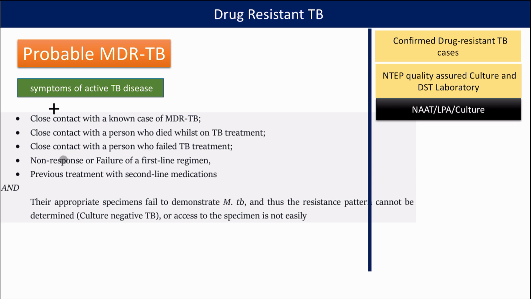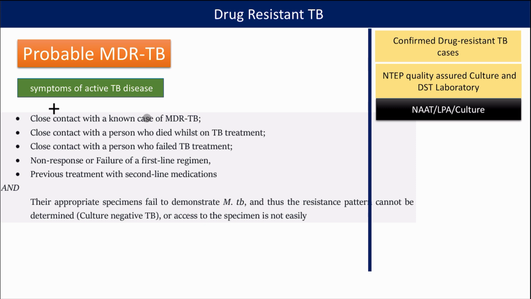Or suppose the person was taking first line treatment and there was no response. Okay, so remember one thing, and their appropriate specimen fails to demonstrate MTB, and thus the resistant pattern cannot be determined, or access to the specimen is not easy. Okay, the fact is that suppose the MDR TB, multi-drug resistance pattern has not yet been diagnosed. In those cases, you need to consider all these histories.